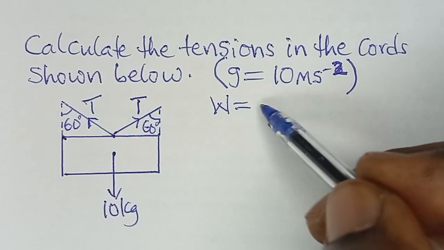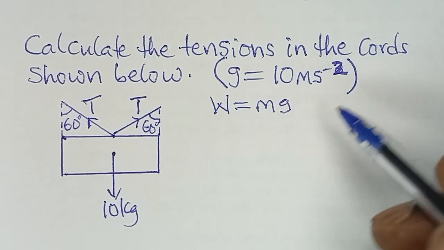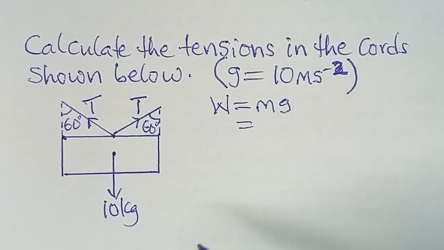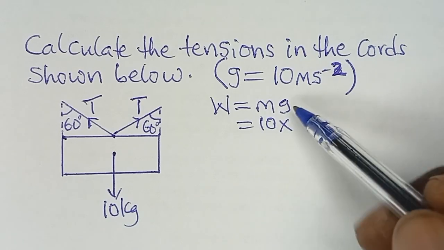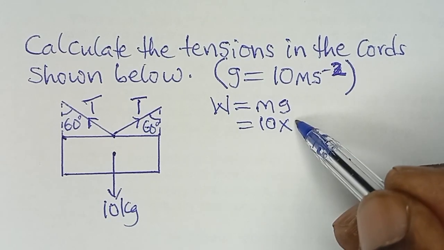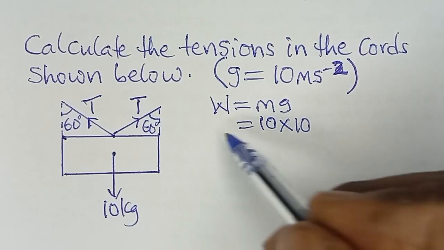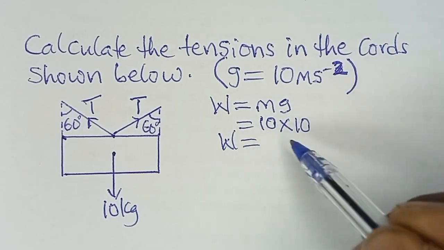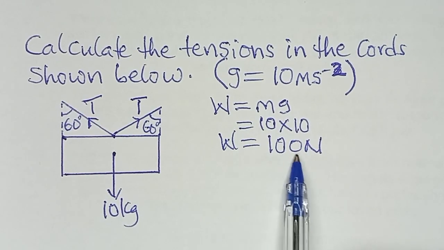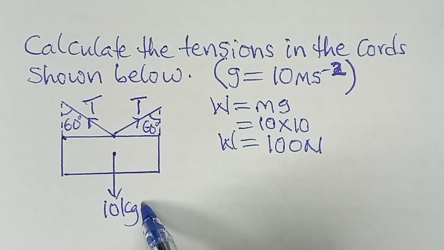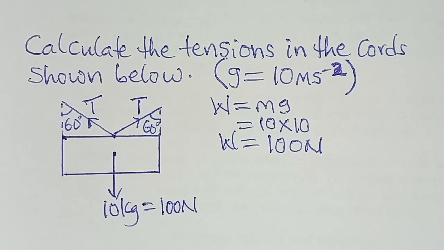So the weight of the box will be mass times acceleration due to gravity. And that will be equal to the mass of the box, which is 10, multiplied by acceleration due to gravity, which is also 10. And that will give us the weight of the box as equal to 100 Newton. So it is now this value for Newton that we are going to use. Let me just put it here.